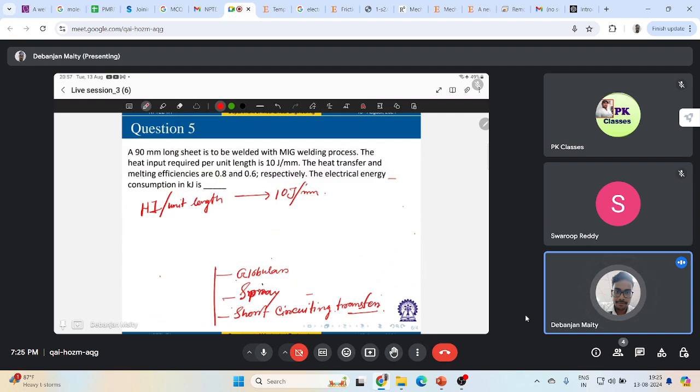You have some efficiencies, melting efficiency. These have been already discussed. What is melting efficiency? What is heat transfer efficiency? So fine. Eta heat transfer is 0.8. Eta melting is 0.6. What is the electrical energy consumption? The sheet length L is 90 mm. So what is my total heat input? It's simply 10 into 90. This much of joule. So 900 joule is my total heat input.